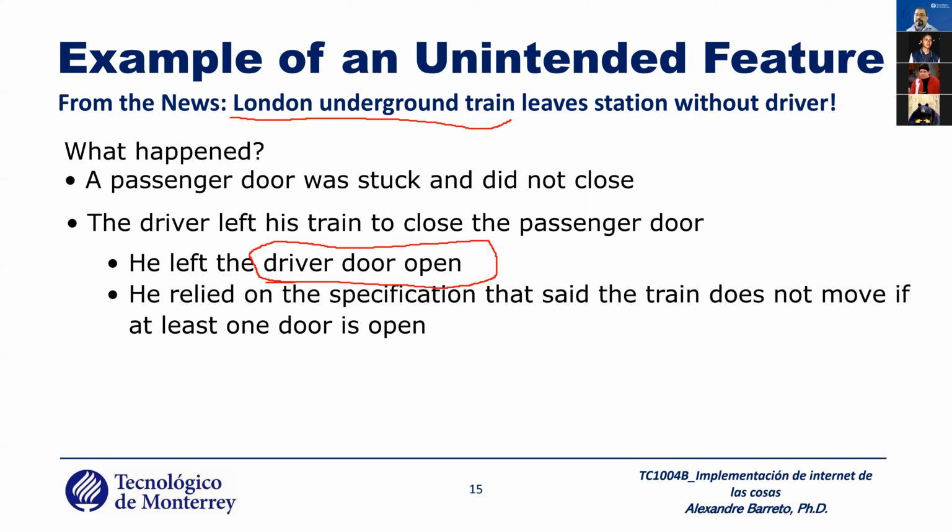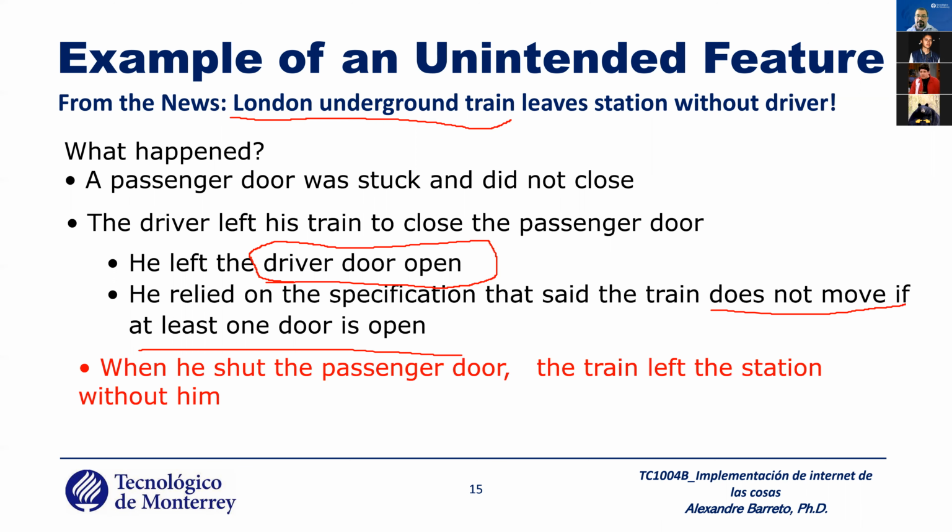The specification said the train does not move if at least one door is open, and that's the reason he left his door open. But when he shut the passenger door, the train left the station without him. Fix this situation. You are in the train, sitting in the Mexico City train, and the train starts to move to another station.